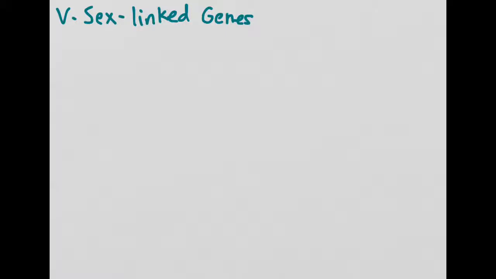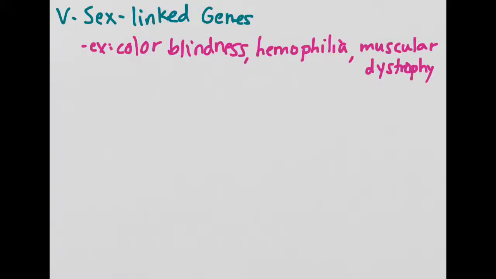Scientists have found more than 100 sex-linked genetic disorders that are now associated with that X chromosome. A couple of examples here for you are color blindness, hemophilia, and muscular dystrophy. Hemophilia is going to be a disorder where the blood isn't clotting normally. And each of these examples are caused by recessive alleles.